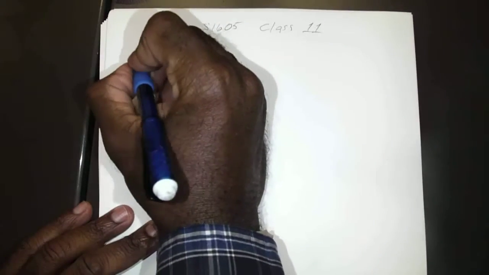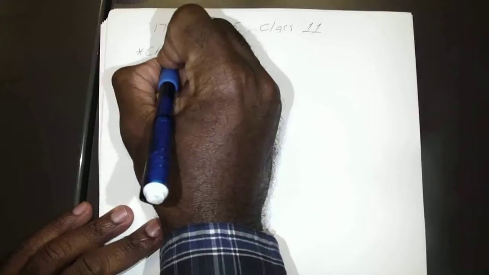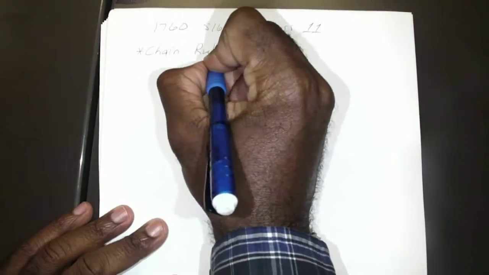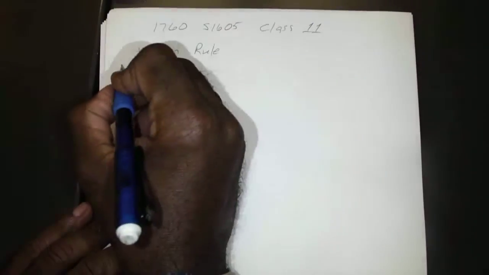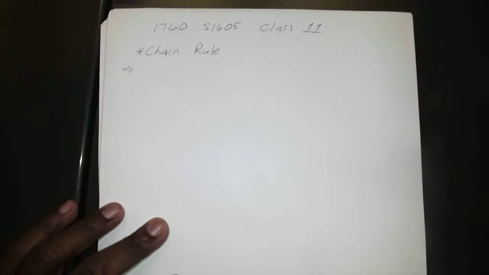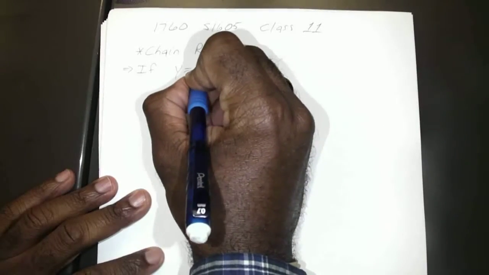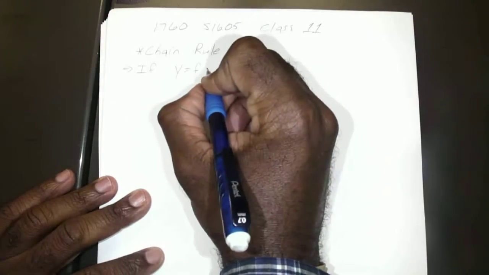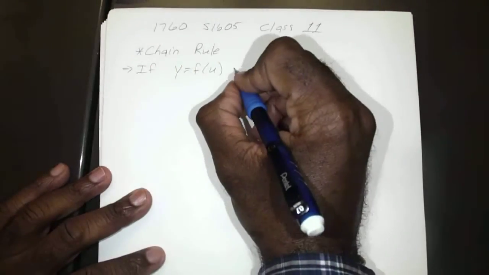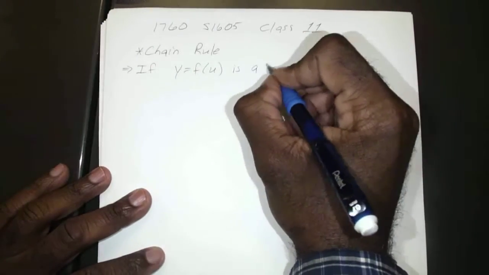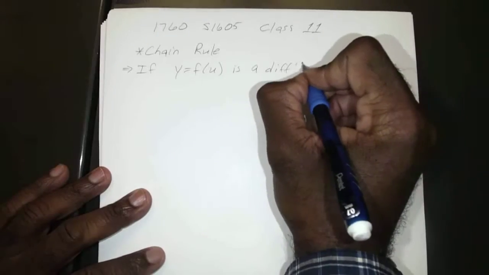Alright, so today we're going to go over the chain rule, which states that, let's say, if y equals some f of u, and it's differentiable.